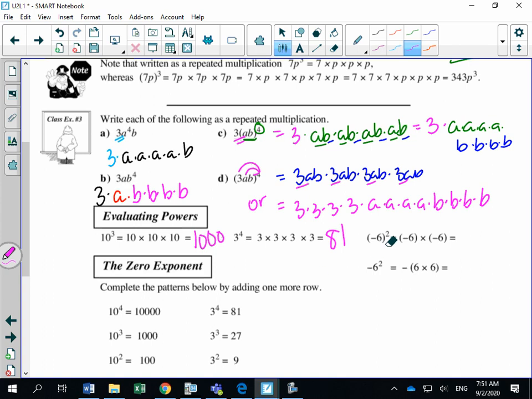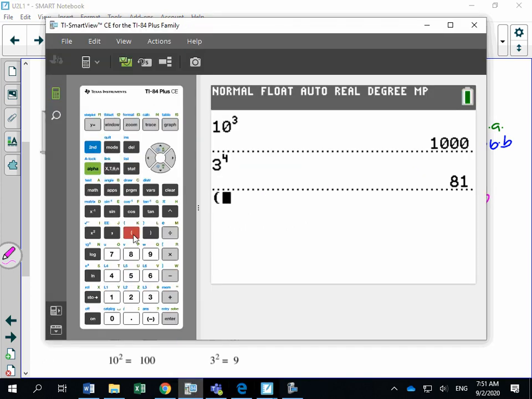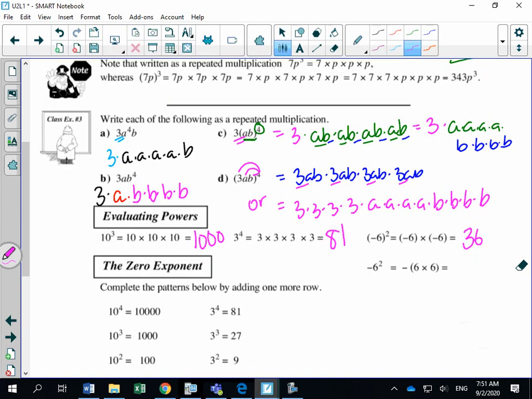This is important, these two. So -6 in a bracket squared is -6 times -6. Two negatives are going to give you a positive, and we're going to get our answer as 36. So if you look for this one, how I'd enter this is exactly how it's written. Open bracket, -6, close that bracket, and then I could either square it or I could have done that power button, right? But -6 squared is 36 because -6 times -6 is positive 36.